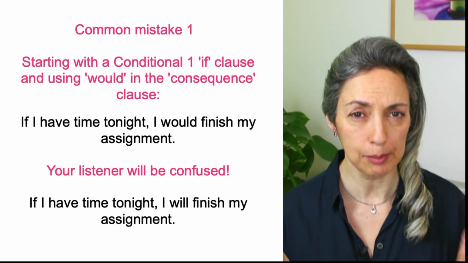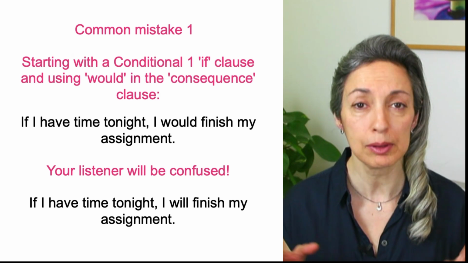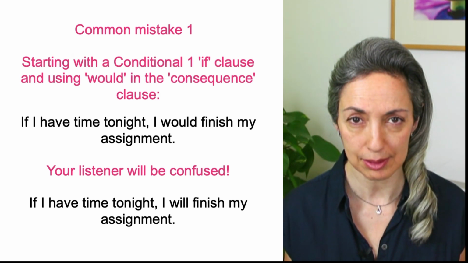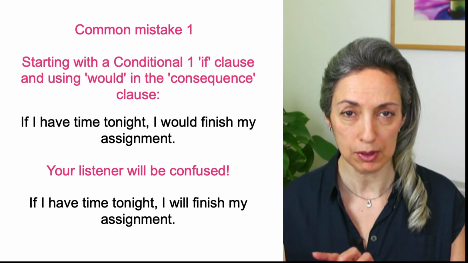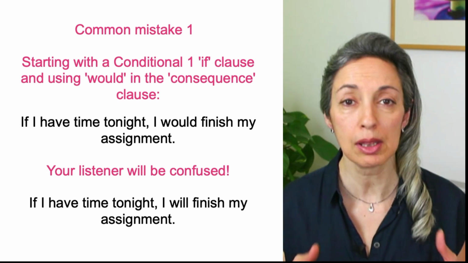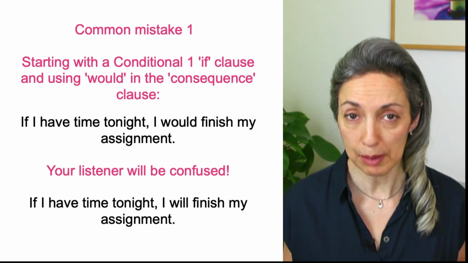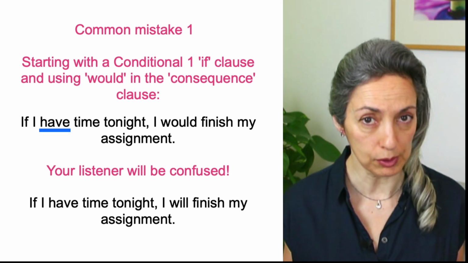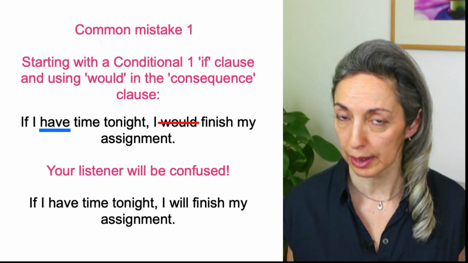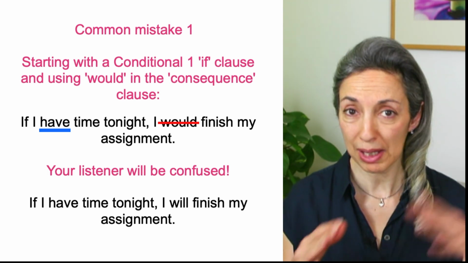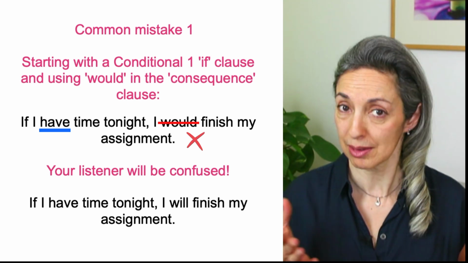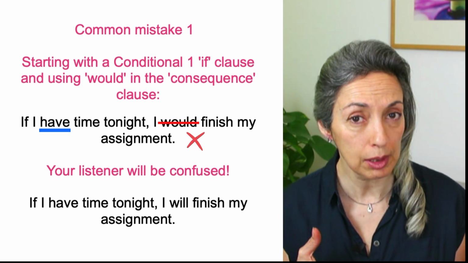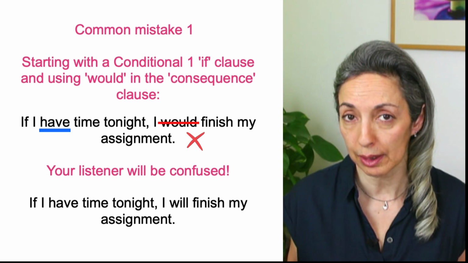So let's look at a couple of common mistakes that happen with these conditional sentences. The first one is starting with a conditional 1 if clause and then using would in the consequence clause. For example, saying, if I have time tonight, I would finish my assignment. Because you're mixing the 2 conditionals, your listener will be confused. Is it likely that you will have time tonight, or is it unlikely?